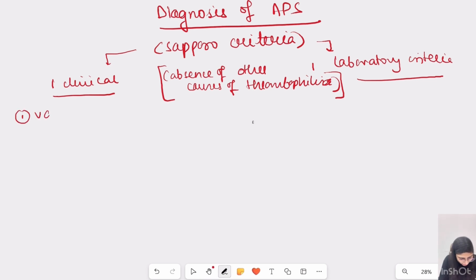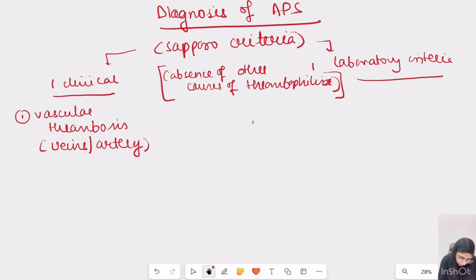There are two. One is vascular thrombosis. You have a clinical feature where you have an event and you have proven that there is a clot either in the veins or in the arteries. We talked about that just now, just 1 minute prior. So, for example, a patient of CVT fulfills one of the clinical criteria. A patient of Budd-Chiari fulfills one of the clinical criteria. A patient of young MI fulfills one clinical criteria. A patient of retinal artery occlusion fulfills one clinical criteria.